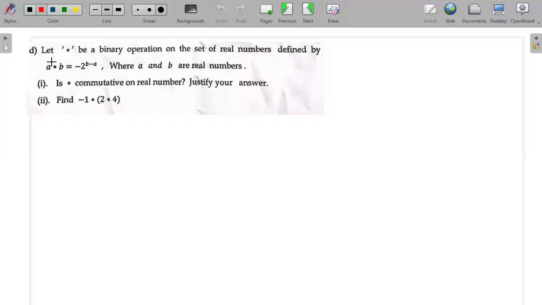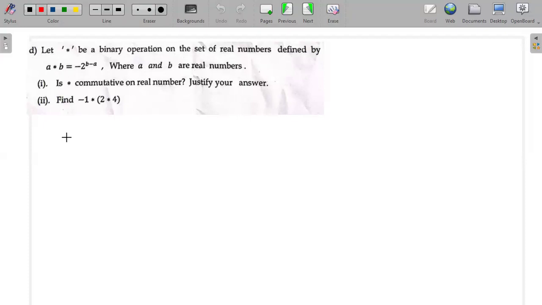So the next question is telling us, let star be a binary operation on the set of real numbers defined by a star b is equal to -2b minus a, where a and b are real numbers. So the first one is saying, is star commutative on real numbers? Justify your what? Your answer. So based on this, is star commutative?